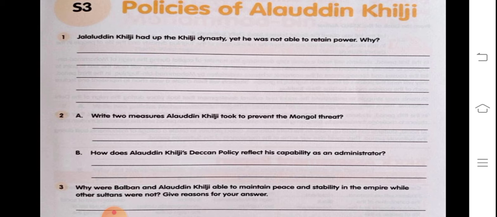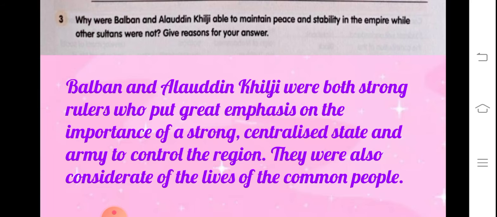Now the third question. Why were Balban and Alauddin Khilji able to maintain peace and stability in the empire, while other sultans were not? Give reasons for your answer. Okay, here also your answers may vary. The sample answer is, Balban and Alauddin Khilji were both strong rulers who put great emphasis on the importance of a strong centralized state and army to control the region. They were also considerate of the lives of the common people.